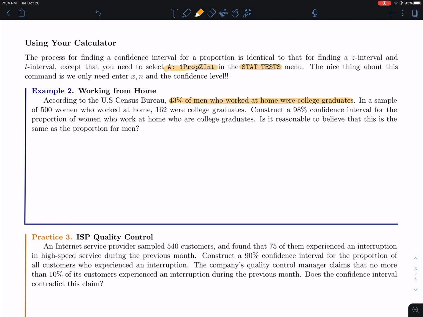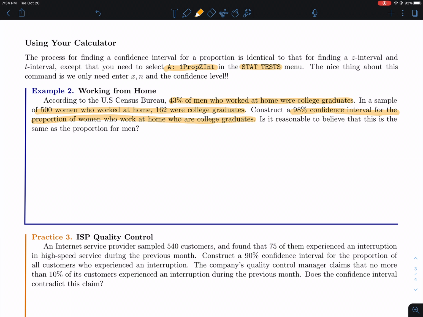43% of men who worked at home were college graduates, and of a sample of 500 women who worked at home, 162 were college graduates. Construct a 98% confidence interval for the proportion of women who work at home who are college graduates. And then the second part is related to the 43% of men. So don't worry about the 43% of men yet. We'll answer that when we get to, is it reasonable to believe? That part's really good. It's comparing the proportion of women that work at home to the proportion of men and seeing if it seems reasonable.